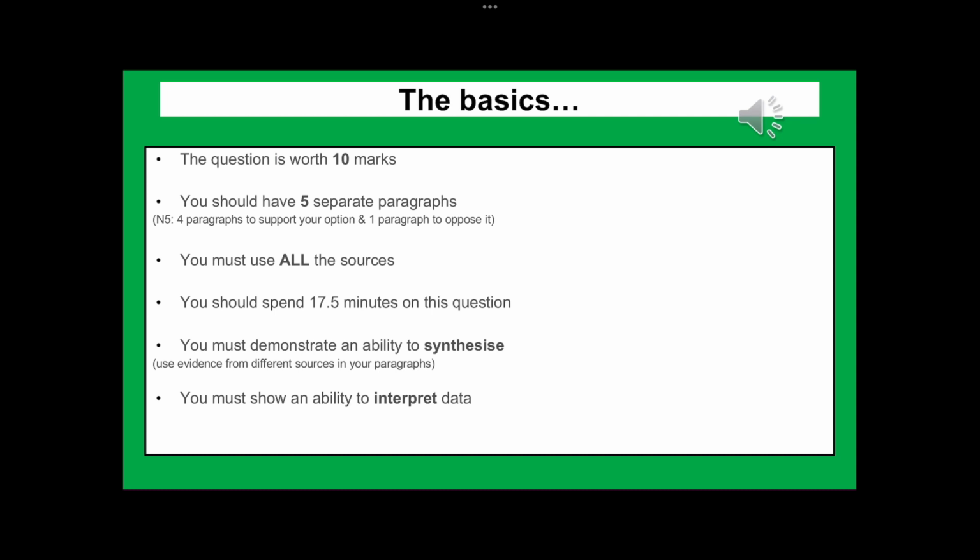Alright, in these questions, you must demonstrate an ability to synthesize. That means use evidence from different sources in your paragraphs. You must also be able to interpret data and you're going to have to show that. But again, that's not too different from your support and oppose question like we just discussed. The skills that you're using here are really similar. You need to use them in a slightly different way in the option choice question at times, but fundamentally it's not too different. So again, don't worry too much.